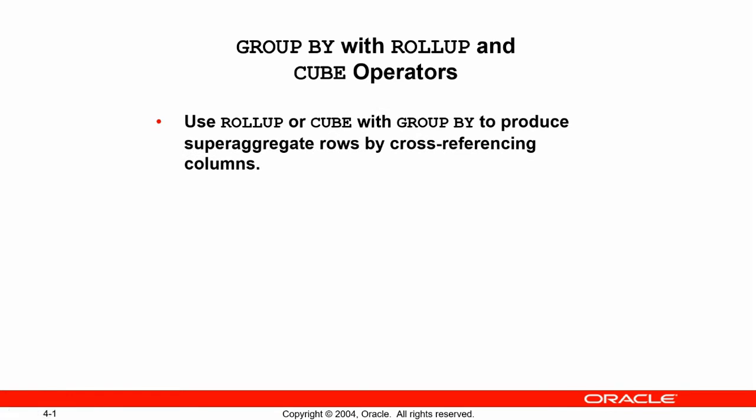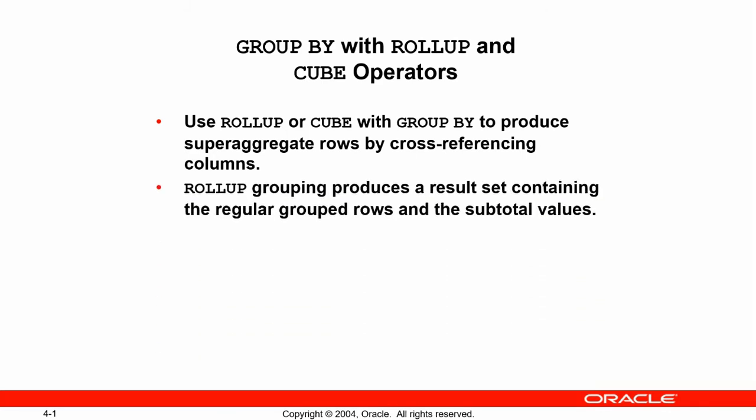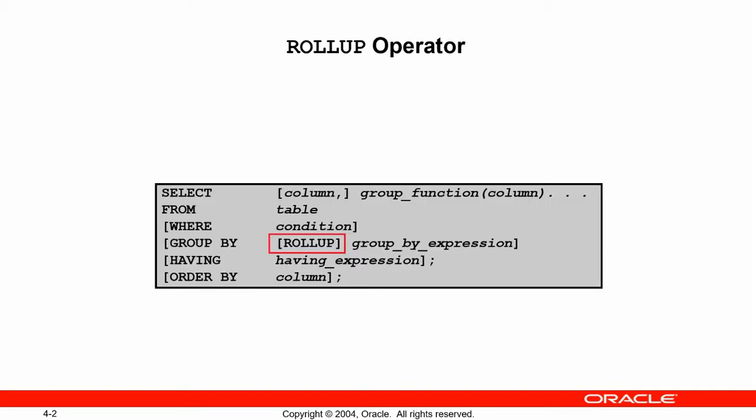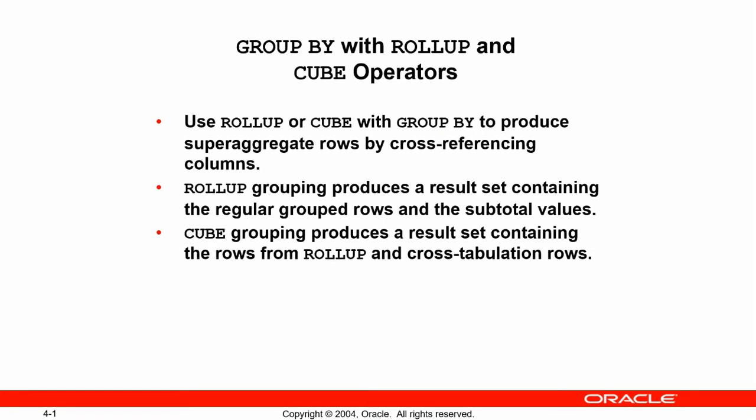You can use the rollup or cube with the group by to produce the super aggregate rows by cross-referencing the columns. Rollup grouping produces a result set containing the regular grouped rows and the subtotal values. Cube grouping produces a result set containing the rows from the rollup and cross tabulation rows. Let me show you practically.